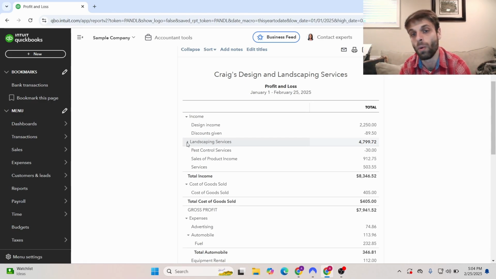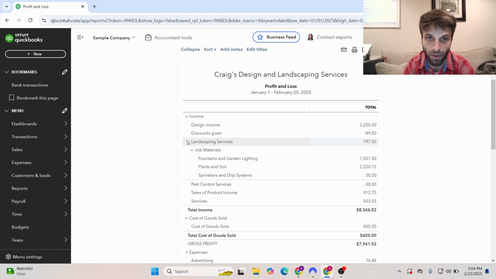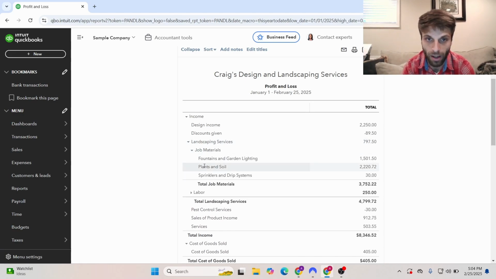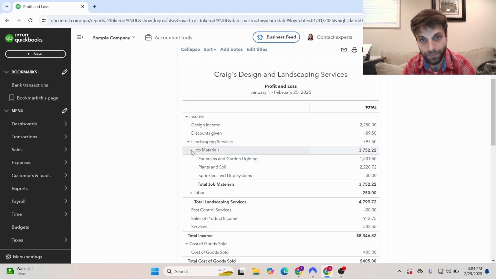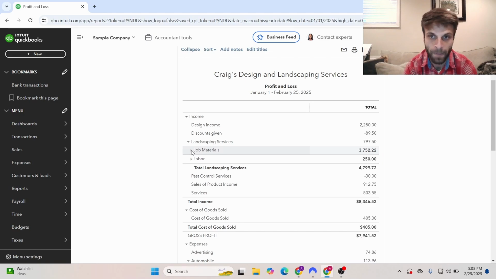So that's why it might be easier just to minimize as many things as you want. And then if you are looking at a particular section and you say, hey, this looks a little high, this looks a little low, then maybe drill down and zoom in and say, okay, well, fountains and garden lighting, I didn't expect it to be this number. Then look in here and look at your transactions that way. Could be just an idea.